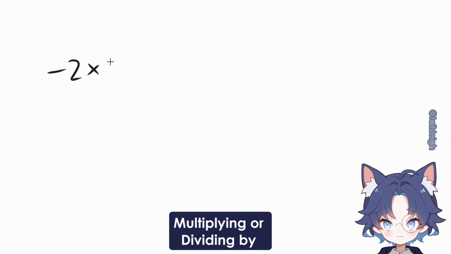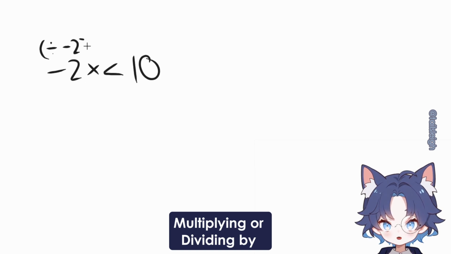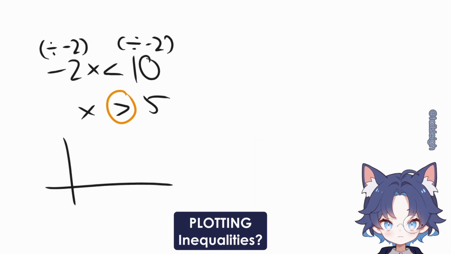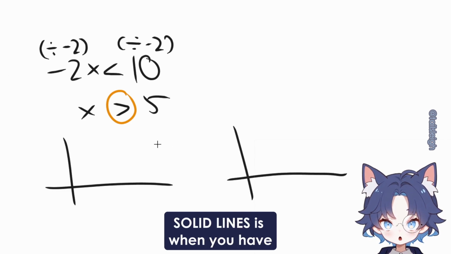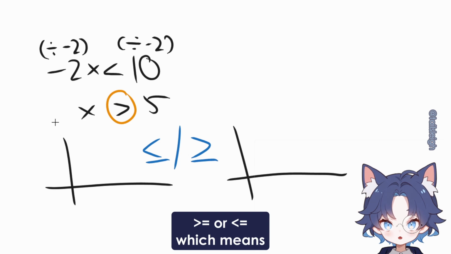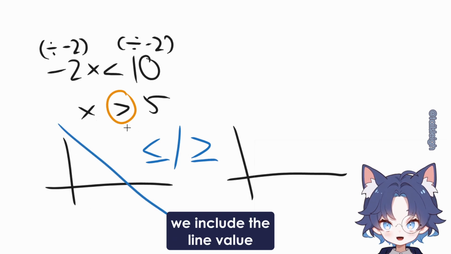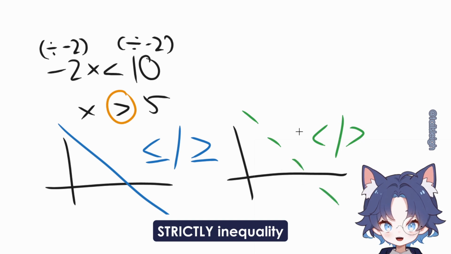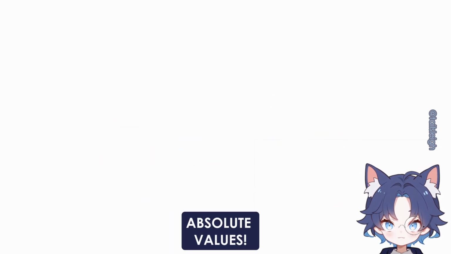Inequality flips when multiplying or dividing by a negative. Flip the sign, don't miss the easy points. Plotting inequality lines. A solid line is when you have a less than or equal to, or greater than or equal to, which means it includes the line. A dashed line means it's a strict inequality. We exclude the line.